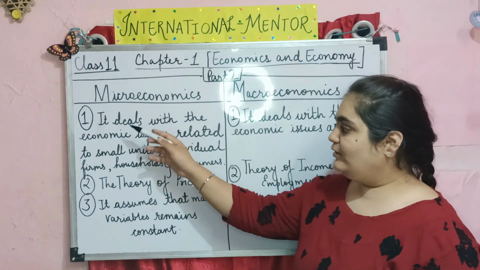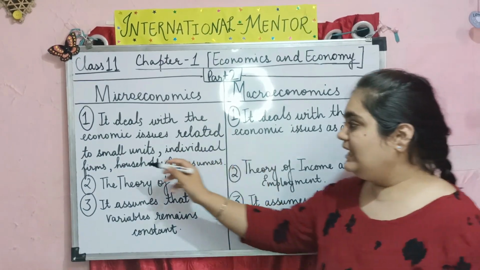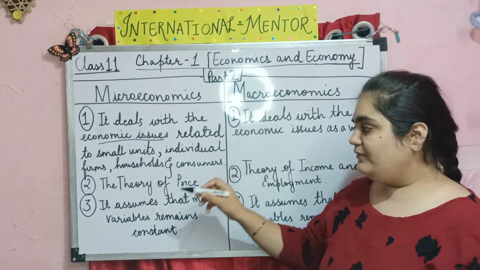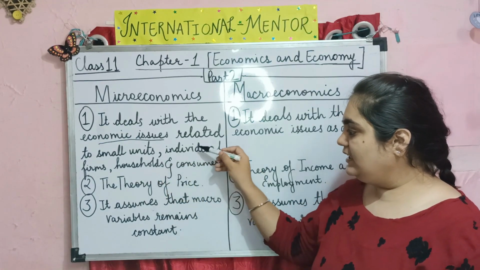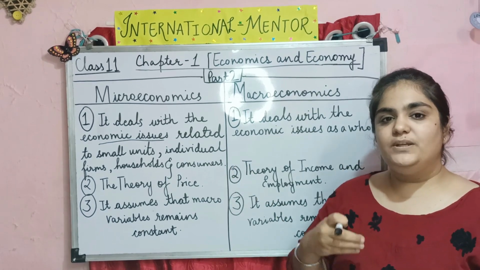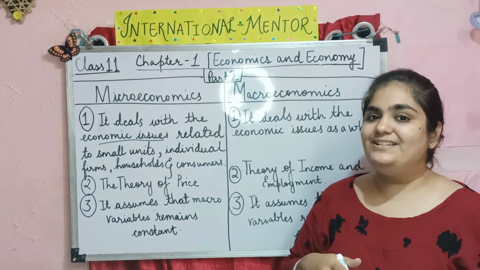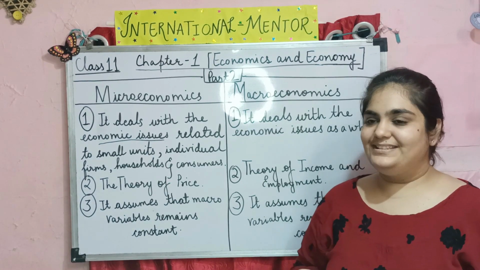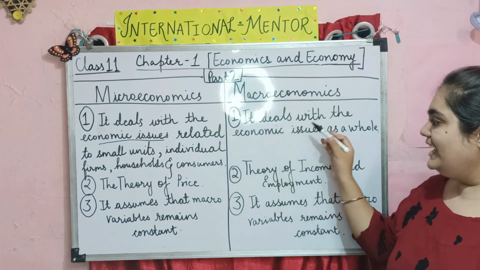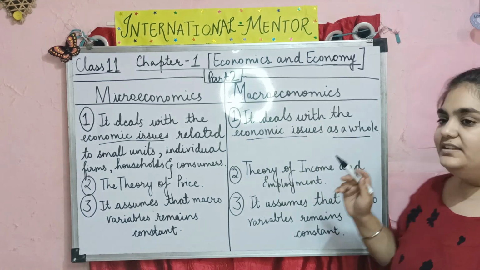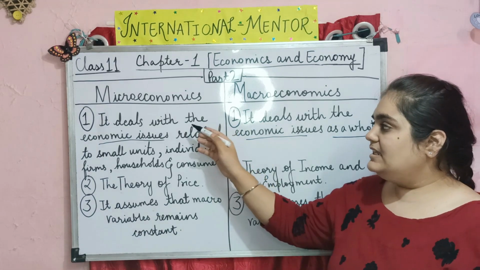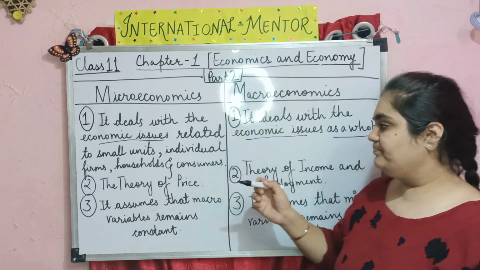So microeconomics deals with the economic issues related to small units: individual firms, individual households and individual consumers. Basically this deals with the small units which we discussed in the previous video. If you haven't seen that, you can go and revise it. And macroeconomics deals with the economic issue as a whole. This deals with a large quantity of units.